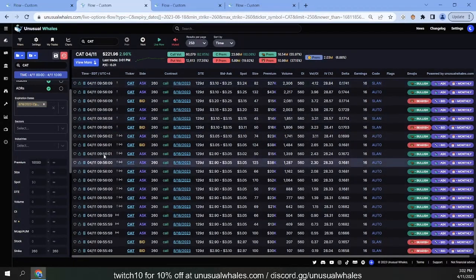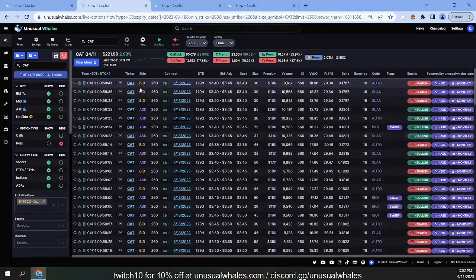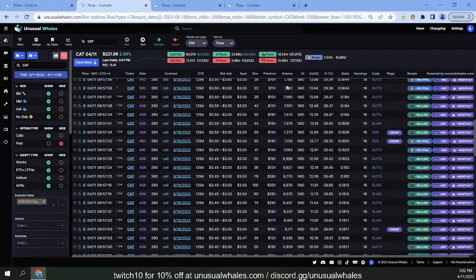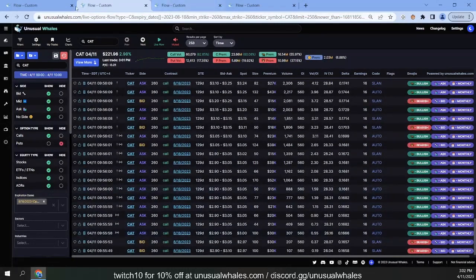All right, so we are looking at the CAT 260 strike calls for August. All transactions that took place from 10 a.m., which is our end time, and then going all the way back to market open. So we see all around 10,000 contracts that traded here. So let's see here. So it doesn't really ping any radar.